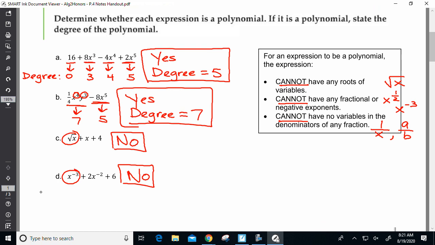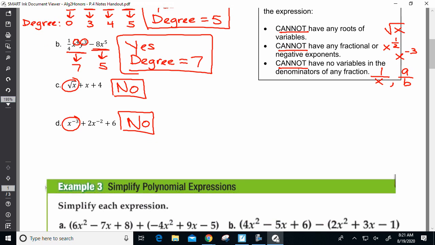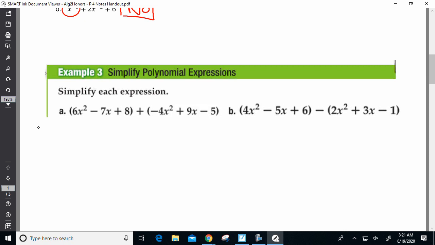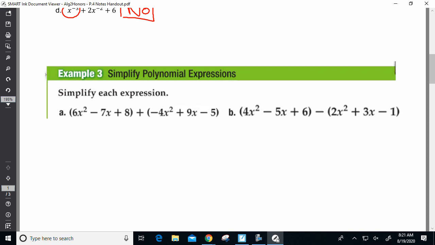All right. Let's get to doing some algebra with it. We'll start with adding and subtracting. Polynomials are normally put in parentheses just to separate one from the other. So in the case of example A, 6x squared minus 7x plus 8 plus negative 4x squared plus 9x minus 5. In this case, we're adding. When you're adding, the parentheses mean nothing.